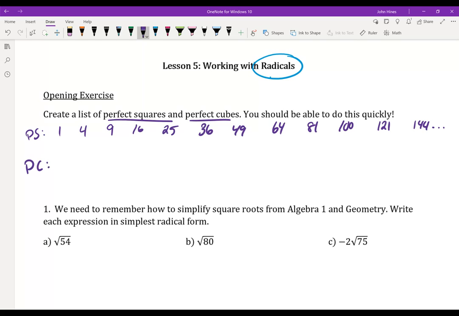Perfect cubes, you're going to cube things. 1 times 1 times 1, 2 times 2 times 2, 3 times 3 times 3. And again, just do this right in your calculator. 4 times 4 times 4, 5 times 5 times 5, 6 times 6 times 6. And after that, I need my calculator. So these perfect squares and perfect cubes are numbers that you need to be able to recall or just quickly generate. They should be kind of memorized in your head, but you should be able to recognize them or get them from your calculator quickly.